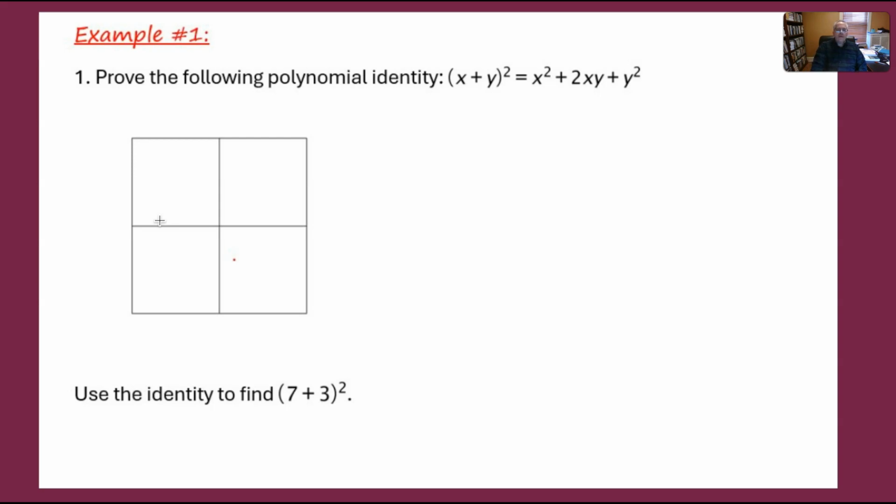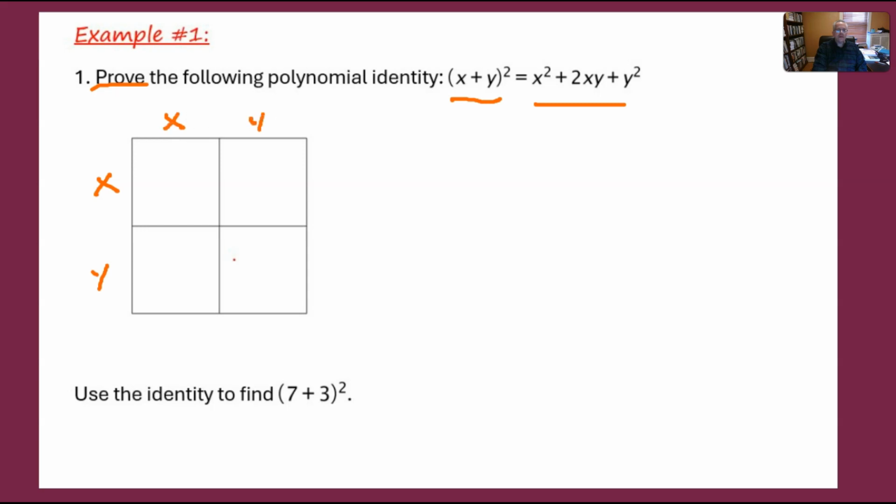So we're supposed to prove, this means demonstrate it's true, this polynomial identity, that x plus y quantity squared equals this. Now, the way we prove this is to start with one side and show that it's really equal to the other side. I'm going to start with this side. It's usually easier to multiply things out. So I'm going to multiply this and show that this is what we get. So x plus y quantity squared is what you get when you multiply x plus y times itself.